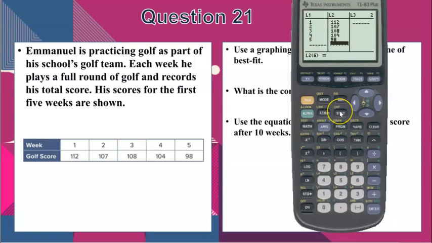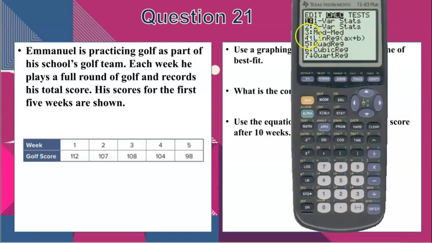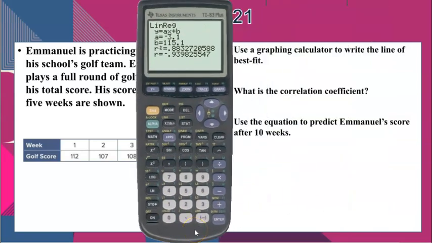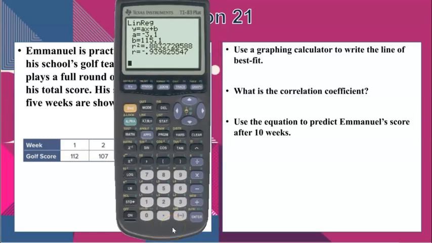Once that's in, we're going to hit Stat again. We're going to go to Calculate. We know this is going to be linear, so we're going to do the linear equation, number 4. And we're going to hit Enter. And this is going to give us our equation, our line of best fit here. You'll notice that our correlation coefficient is 0.939. So we'll round to 2 decimal places, so that looks pretty good there.